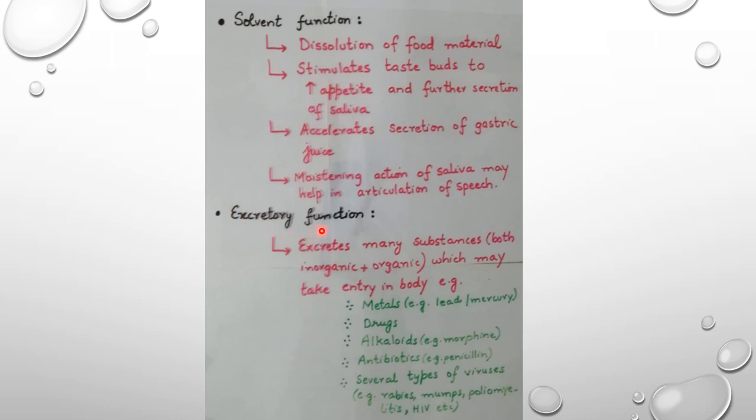Excretory function associated with saliva. Many substances or compounds, both inorganic and organic in nature, may be excreted through saliva from the body. These may include metals, for example lead and mercury, drugs, alkaloids, for example morphine, antibiotics, for example penicillin, and even several types of viruses that may cause rabies, mumps, polio, AIDS, etc. All these substances can exit from the body through saliva.